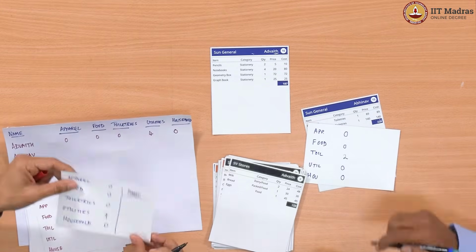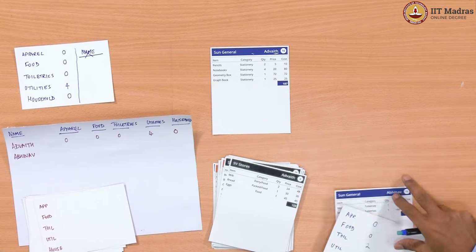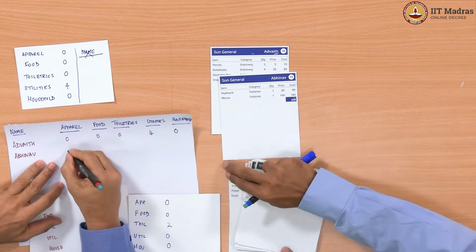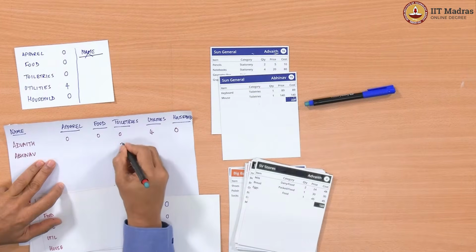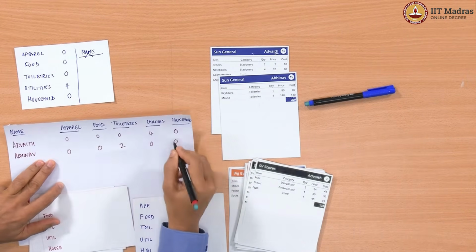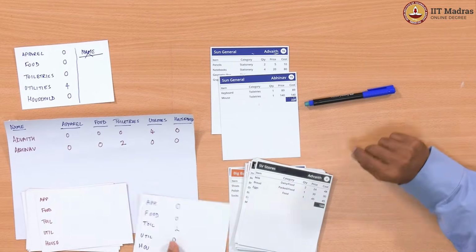So I give you back this card, and I give you the result. So now I note down for Abhinav that there were 2 toiletries and 0 everywhere else. So this is my thing. So now we have done that.